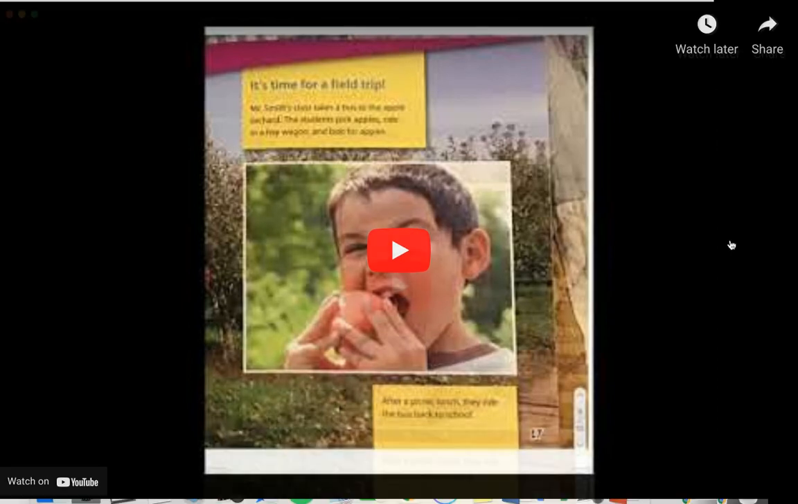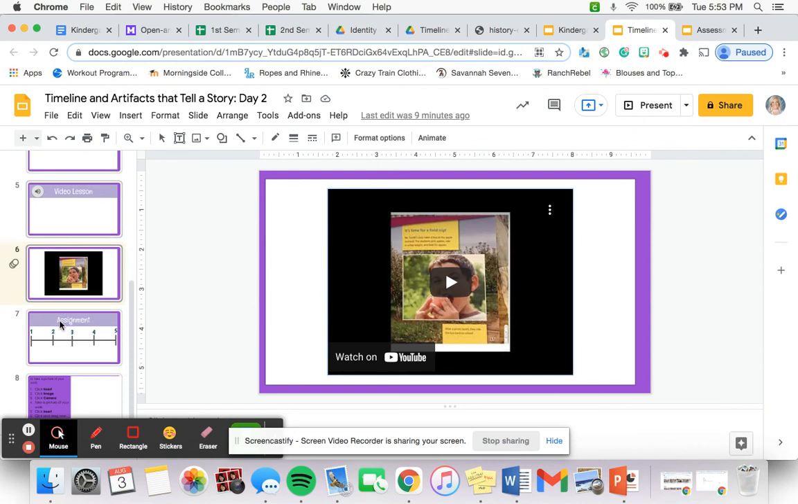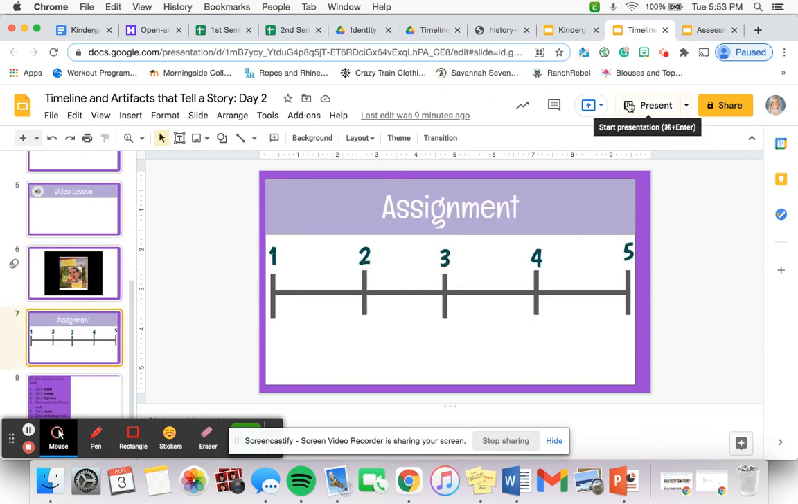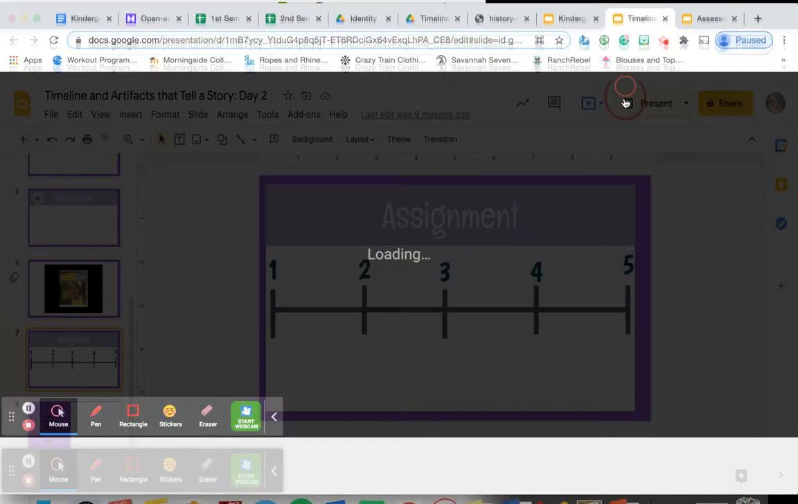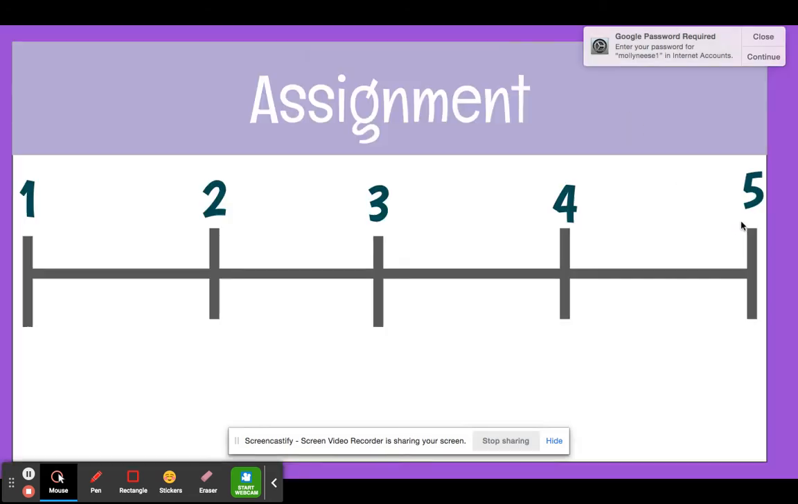All right, so in that story, you heard lots of different examples of a timeline. Here is your job today. I want you to think about your whole life. So right now, you are probably 5, right? And before you were 5, you were 4. Before you were 4, you were 3. Before you were 3, you were 2 years old. And before that, you were 1 year old.